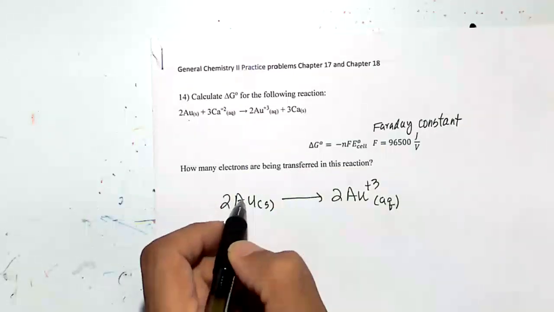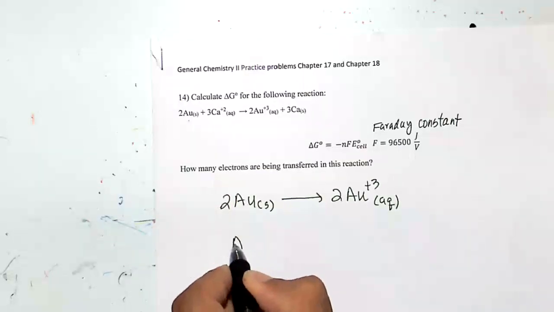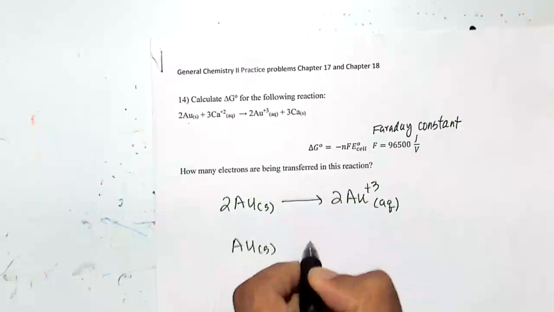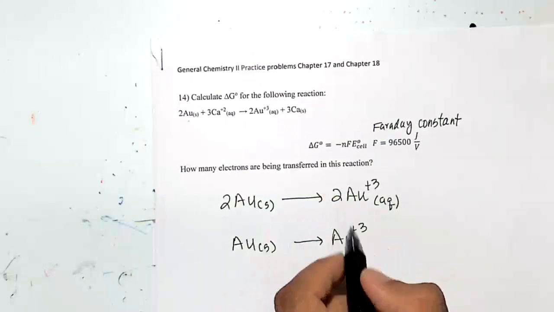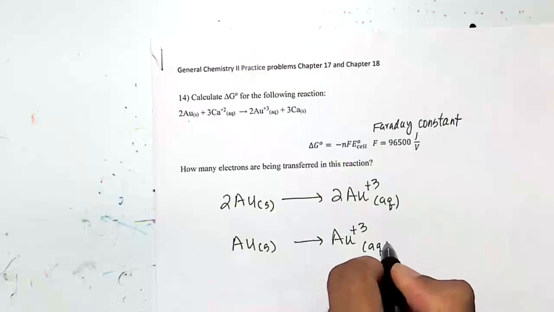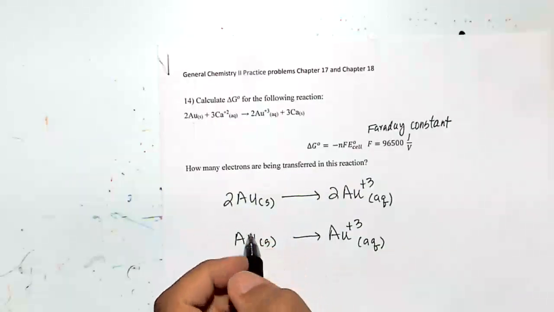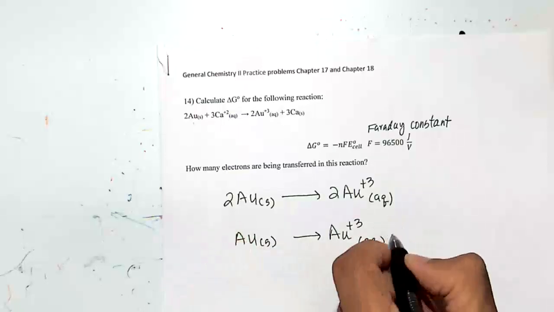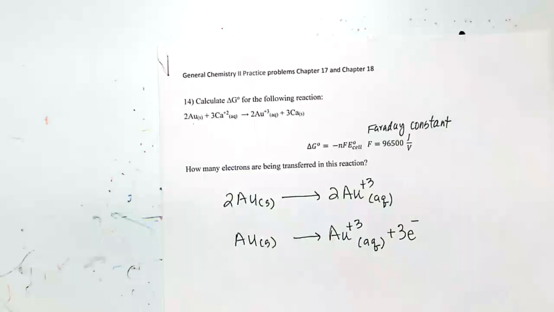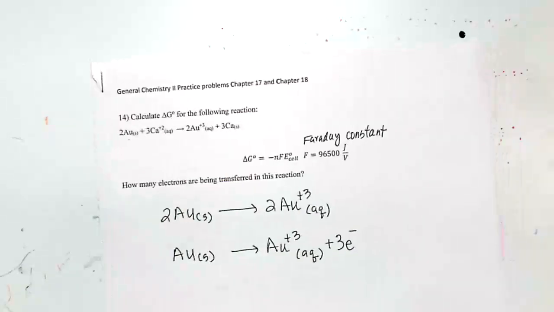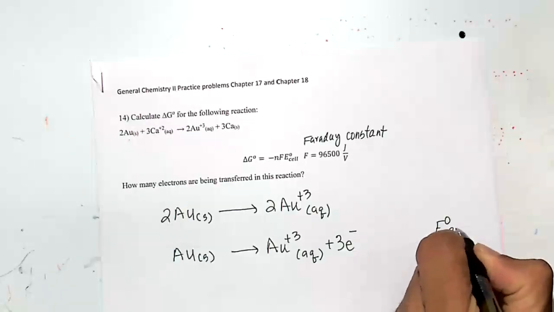So like in math, you can divide both sides by 2, cancel out the 2's, and you'll get Au solid going to Au plus 3, just like you can in a math equation. All right, so how many electrons and where? 3 electrons on that. Is this the anode or the cathode? We lose 3 electrons, so this is the anode.